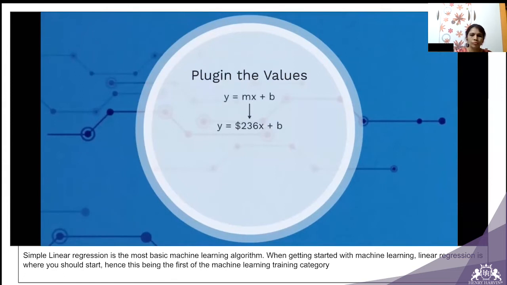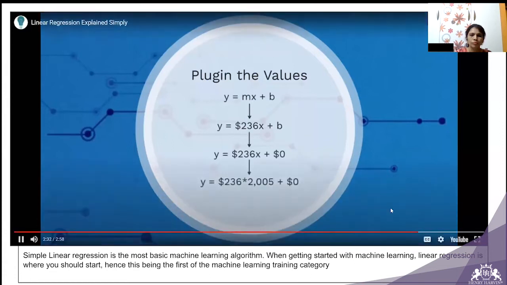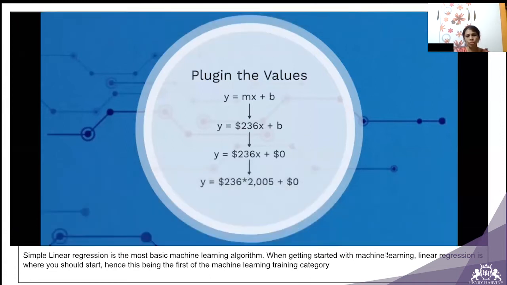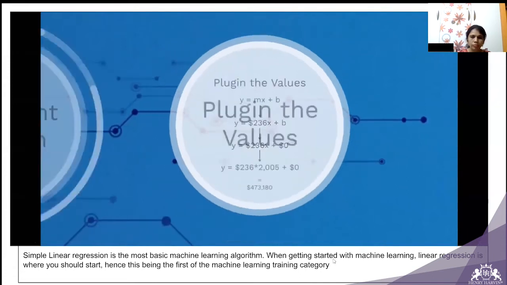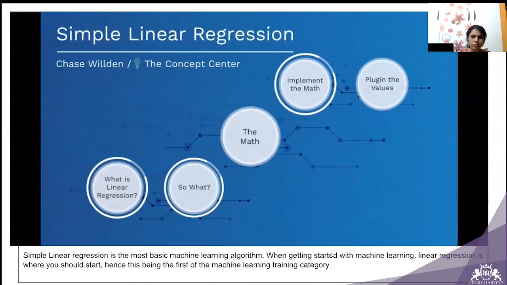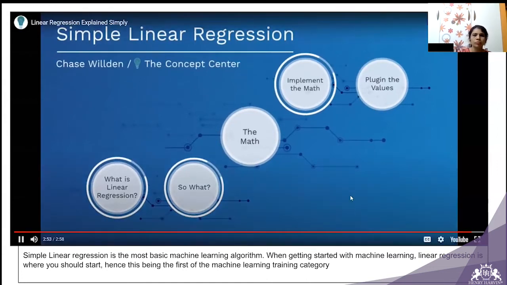Let's go ahead and plug in the values given our example that we did earlier. We're going to plug in the 236 slope value. We're going to plug in the 0 bias value. And we're also going to plug in the 2005 square footage value. Now, if you calculate the right-hand side of the formula, it will equal out to be $473,180. And that is simple linear regression.